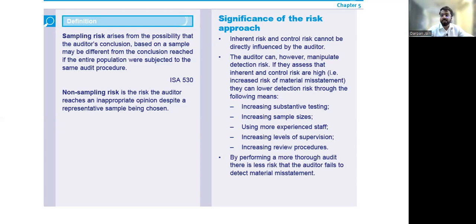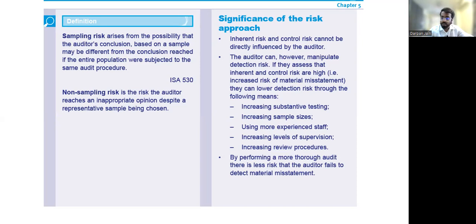Then what is non-sampling risk? Non-sampling risk is the risk that the auditor is reaching an inappropriate opinion in spite of choosing the correct sample. What happened? In spite of you choosing the correct sample, you went on to give a wrong opinion. Because of what? Probably your audit procedure was wrong.